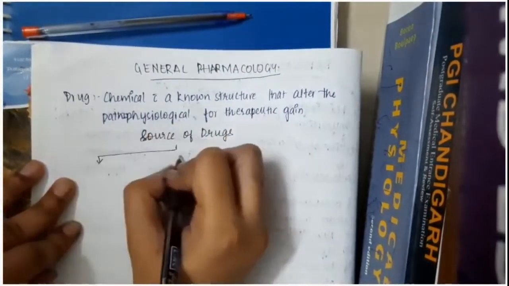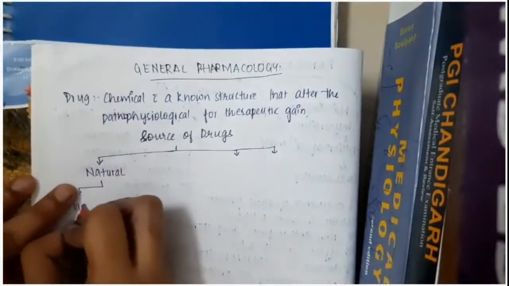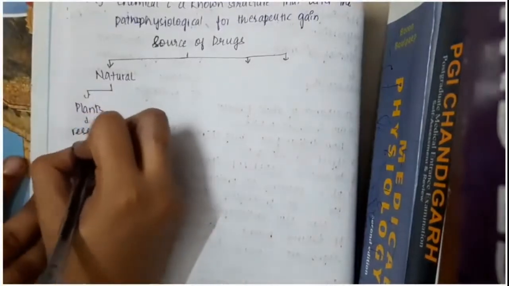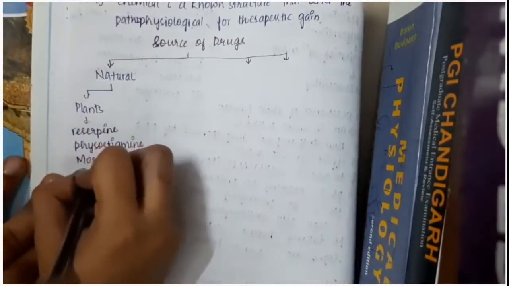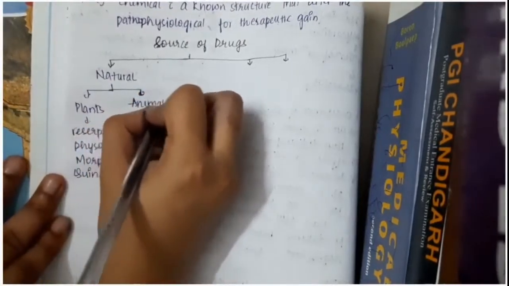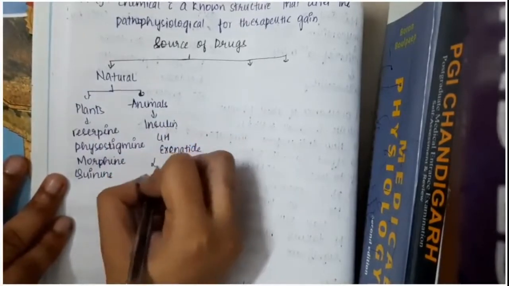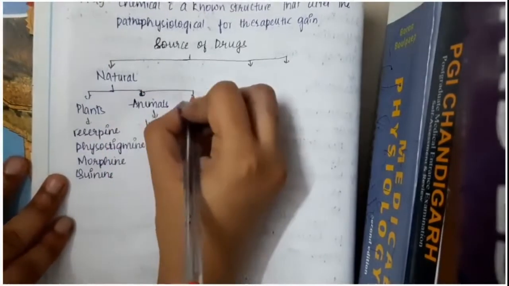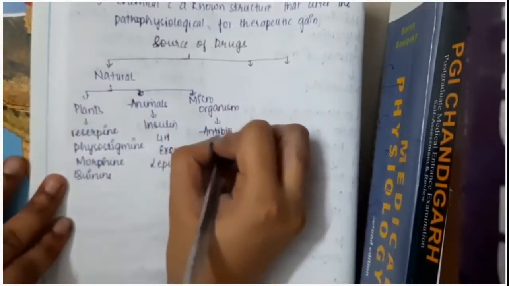Drugs can be from mainly three sources. One, we have natural sources of drugs, which include plants. From plants, the drugs obtained are reserpine, physostigmine, morphine and quinine. The drugs which are obtained from animals are insulin, growth hormone, exenatide and heparin. The drugs which are obtained from microorganisms are antibiotics.